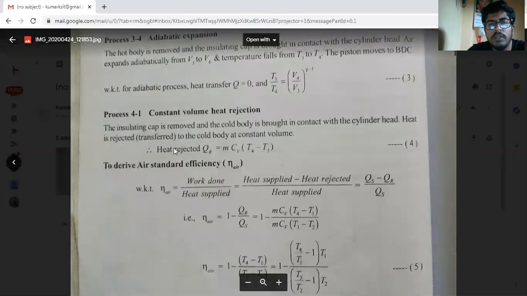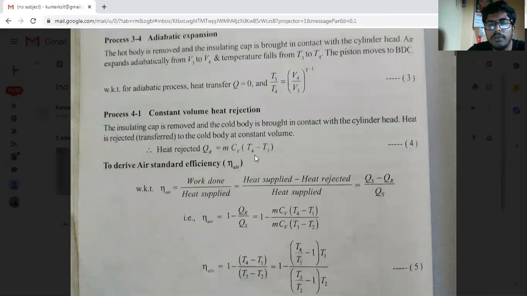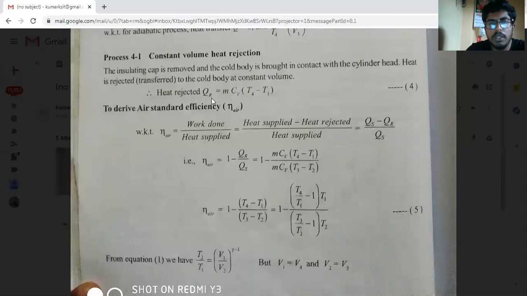So here you can see the expression, heat rejected QR equals M into Cv into (T4 minus T1). Take it as equation number 4. So this is the working principle of the Otto cycle, the four different processes. Now I'm explaining the derivation of the air standard efficiency of the Otto cycle.